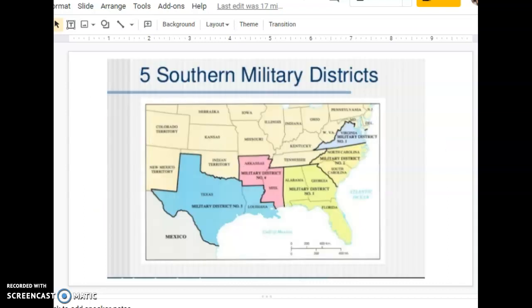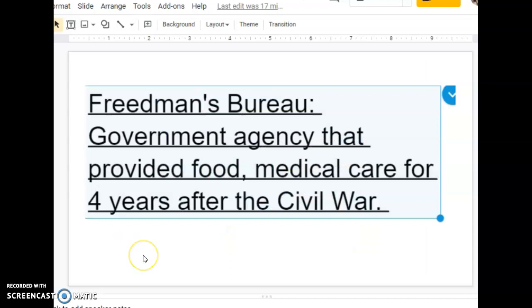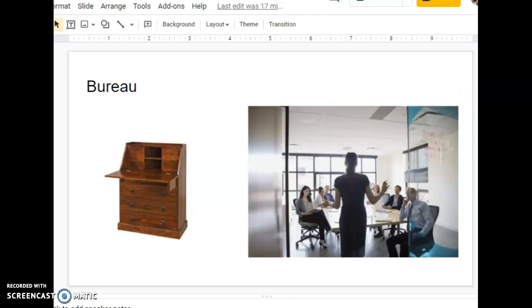And they divided the South into 5 military districts. You often do this when you are trying to rebuild from war because it's easier to organize a smaller piece of land than it is a whole chunk of land. So they organized 5 different districts. They create the Freedmen's Bureau, which is a government agency that provided food, medical care, and this lasts for 4 years after the Civil War until Johnson gets rid of it.